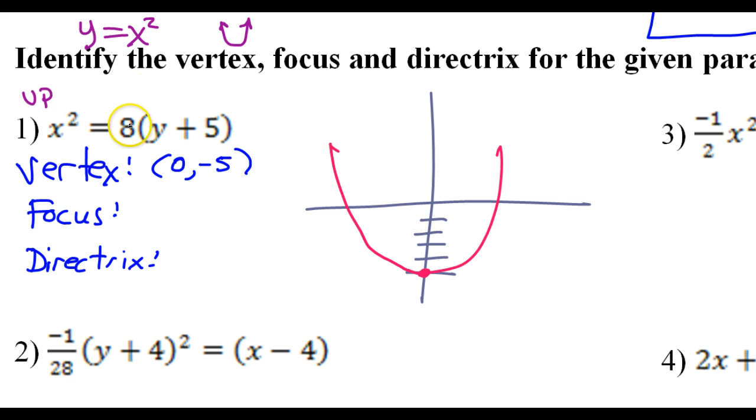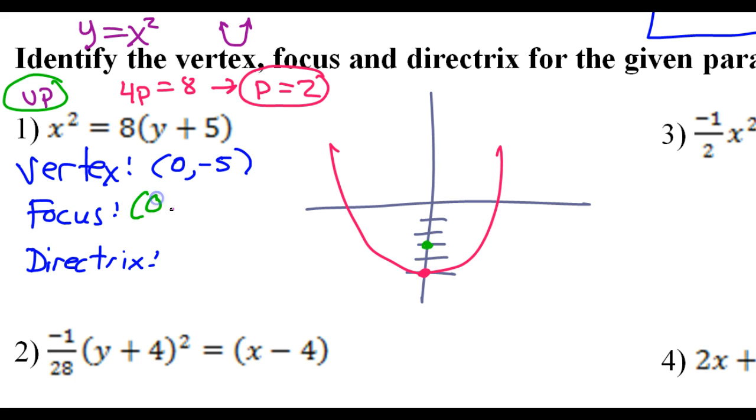The p-value is what I need now. See that 8? 4p is going to equal 8. That means p is 2, because I divided by 4 on both sides. That p-value tells me where the focus goes. Up 2 from the vertex. Get it? Up 2. So 1, 2. So there's my focus right there, and that is the point (0, -3). Now the directrix will be in the opposite direction.